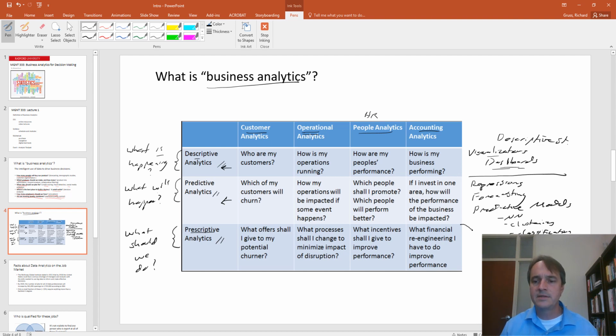Now down here in prescriptive, these tools are things like decision trees and, well, one thing that's done a lot in this area is simulation. So you simulate various scenarios and see what's going to come out the other side, and that has an implied recommendation. And optimization.